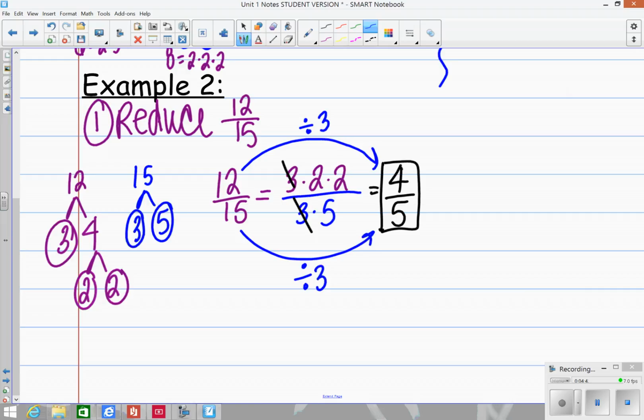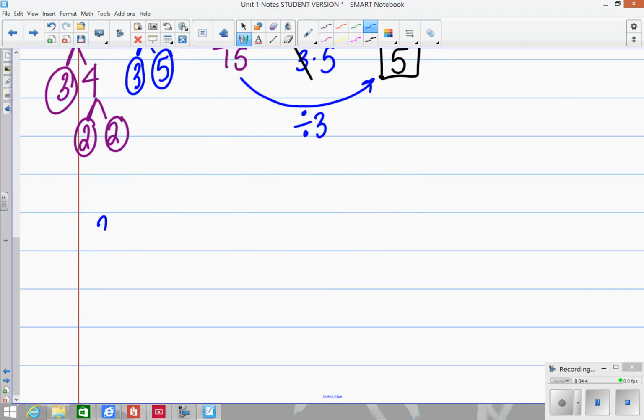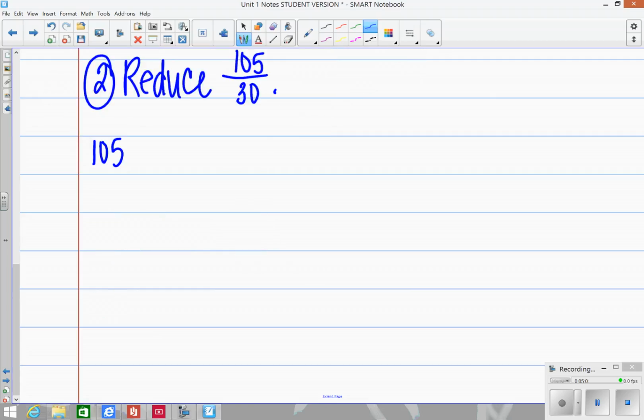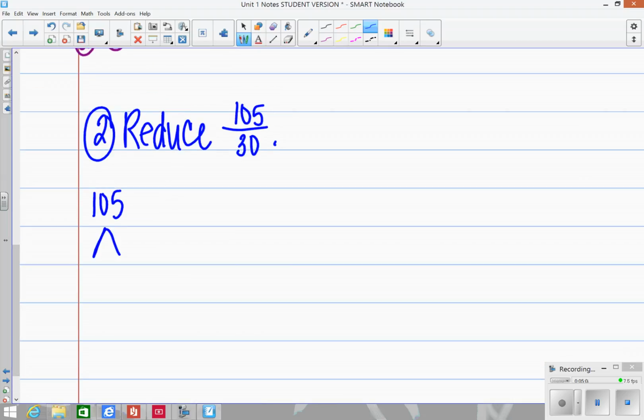So if we look at one more of these, I'm going to reduce 105 divided by 30. So here's an example where you might not know what the common factor is or the largest common factor between these. So using your prime factorization can really help with that. So if I take 105, usually numbers that end in 5 are going to be divisible by 5. So if you check dividing by 5, it's going to be 5 times 21. So 5 is a prime number, but 21 is going to break down to 3 and 7.